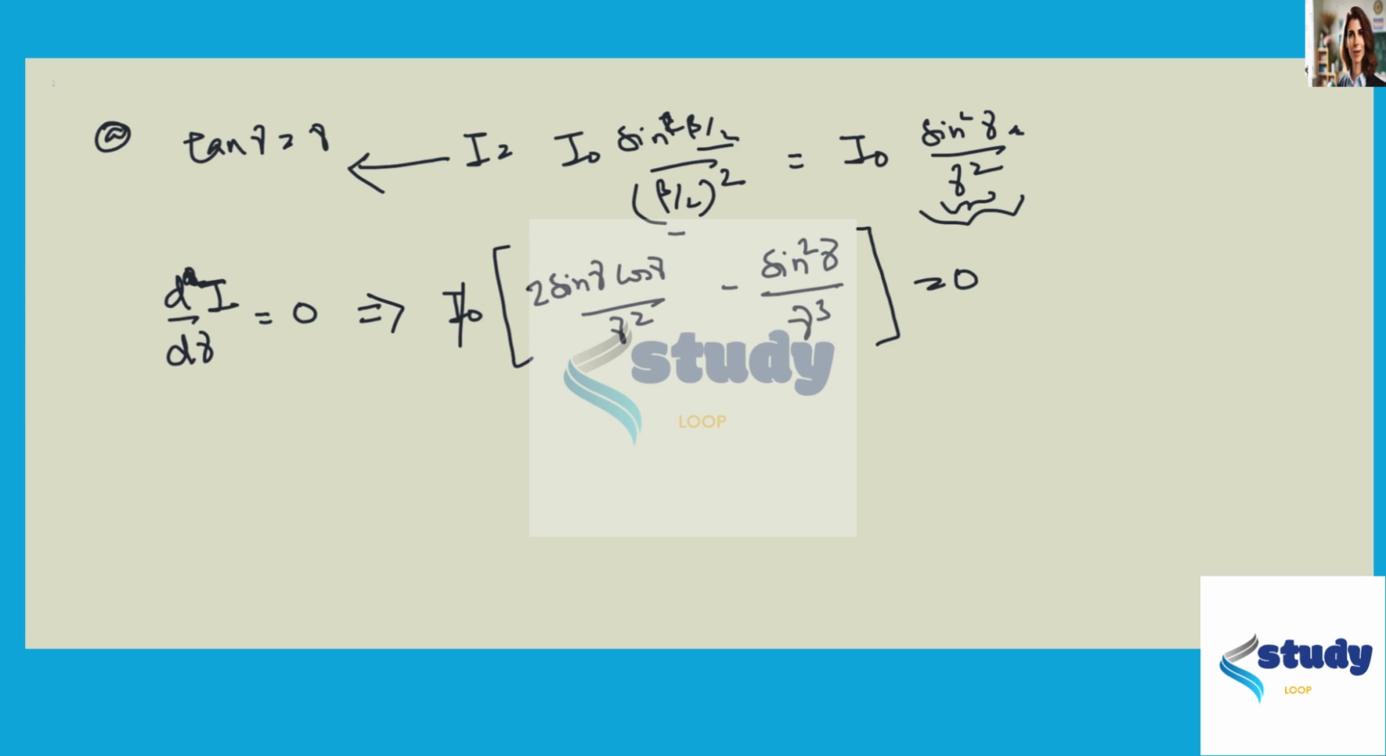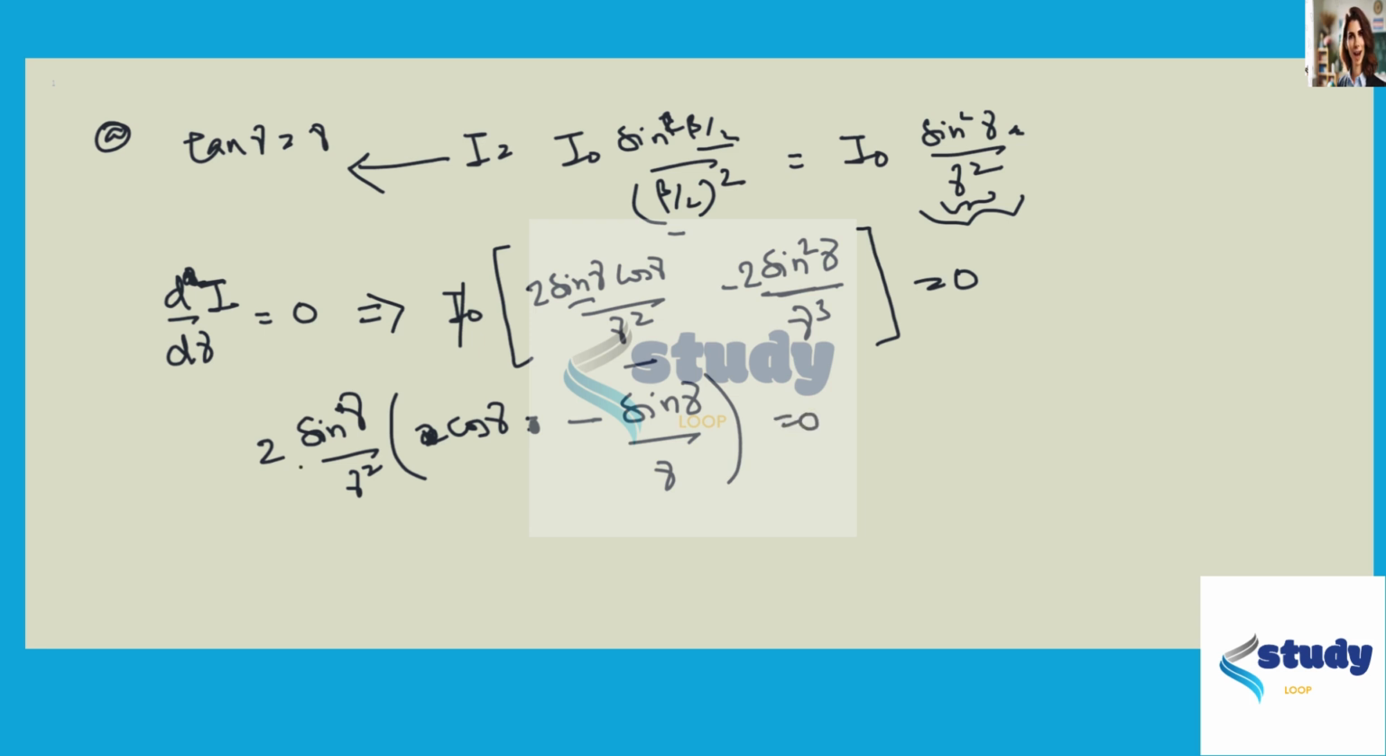We can take sine gamma and gamma square out, which gives us sine gamma by gamma square. If you take out 2 cos gamma is equal to, there is a 2 here because the derivative of 1 by gamma square is minus 2 by gamma cubed, which gives us, we can pull the 2 out too, which gives us 2 times sine gamma by gamma square times cos gamma minus sine gamma by gamma is equal to 0.